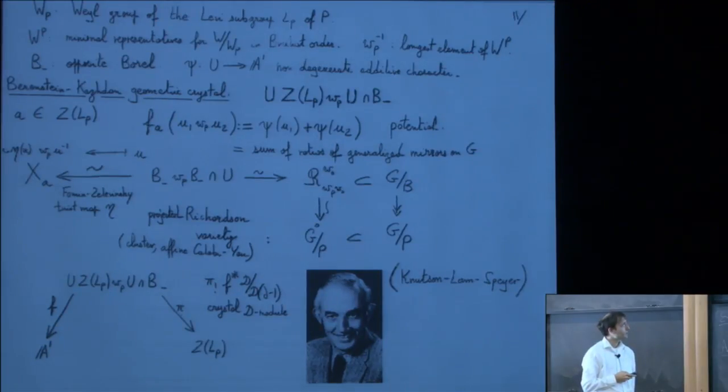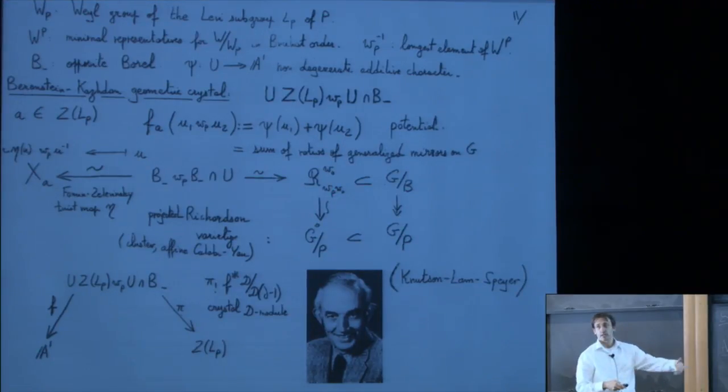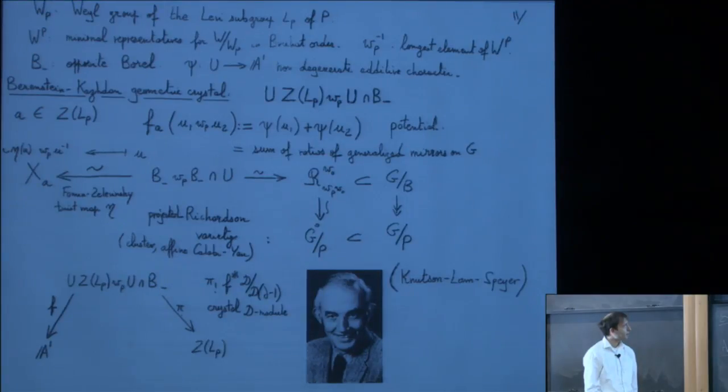Geometrically, this intersection lives inside G, but in fact you can mod out by B because it's in the big cell of G mod B. Then you can project from G mod B to G mod P, and it turns out to be an isomorphism onto its image, and you get an open dense subvariety of G mod P. This is worked out in the paper by Knutson, Lam, Speyer. So that's the underlying geometry.